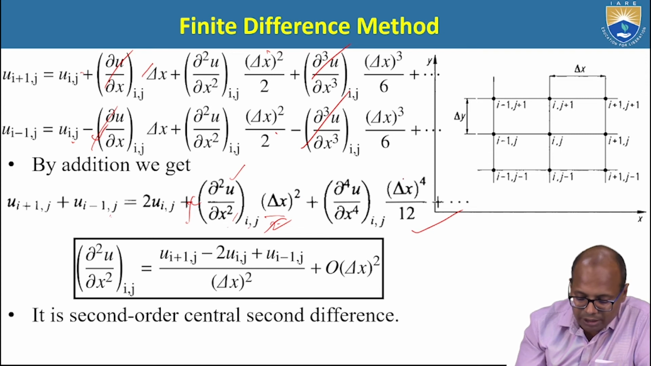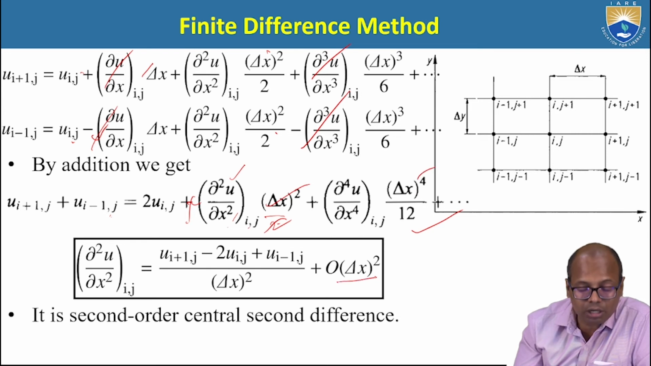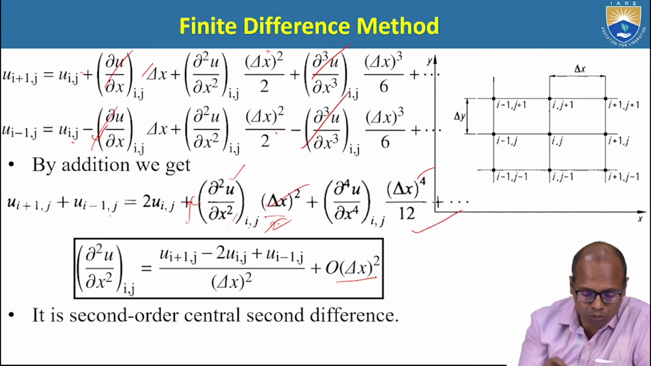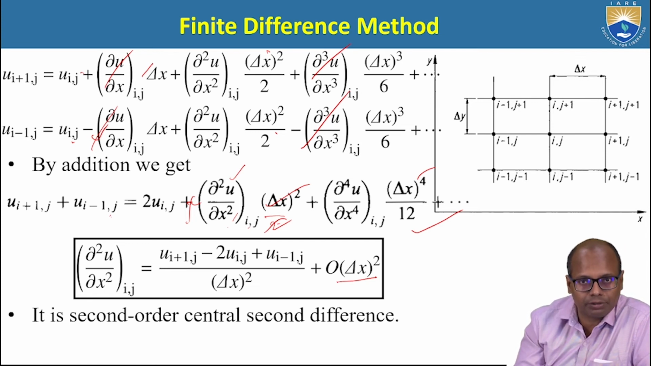Here delta x square is there, here delta x power 4 is there. If I differentiate and cancel this, I will get order of accuracy as 2. Previously also, for the central difference, we got order of accuracy 2. Here also it is the central second difference.